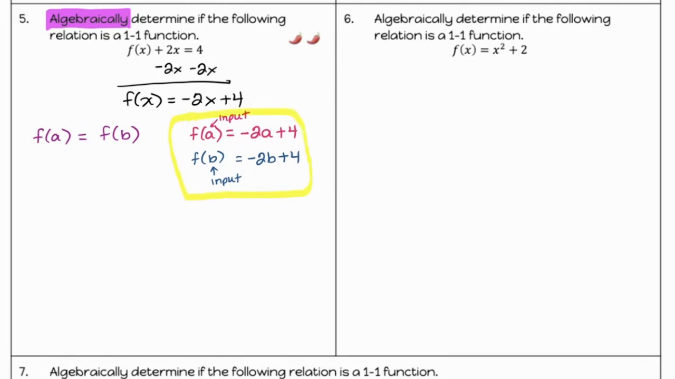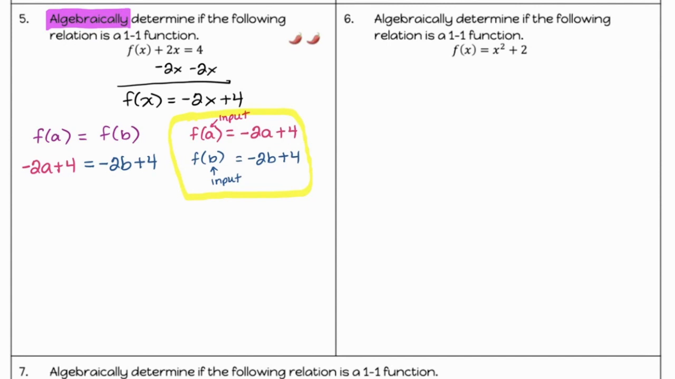So now that I have that, all I'm going to do is substitute into f of a equals f of b. So f of a is negative 2a plus 4, and we're saying equals f of b, which would be negative 2b plus 4. Our goal is to have a equals b. If I end up at a equals b, and if I could prove that, that means this is a one-to-one function. So what would I do?